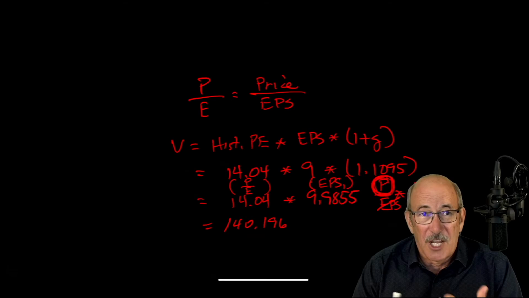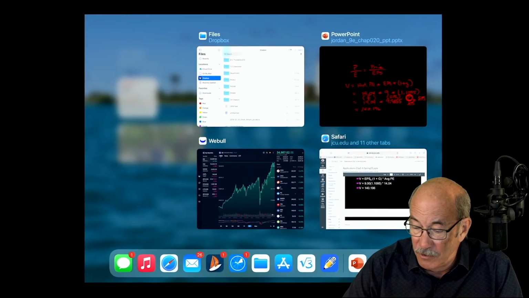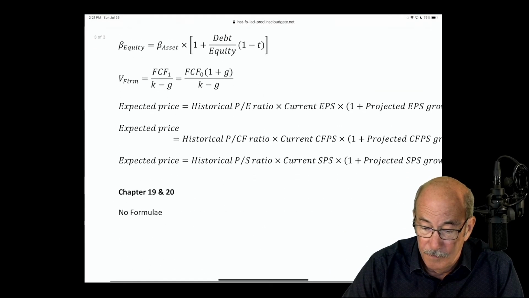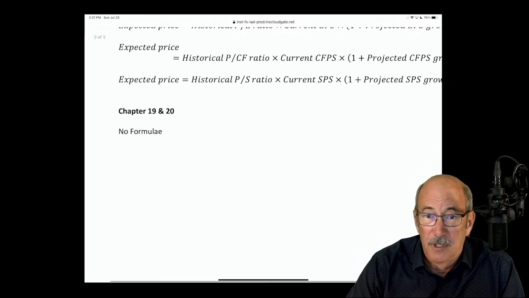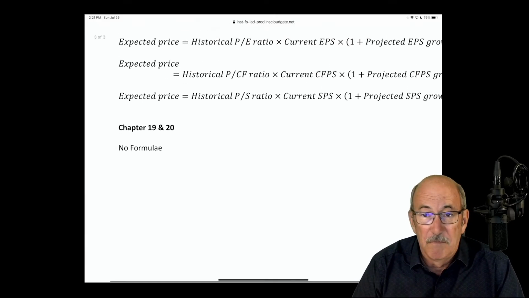And you can do this for price to cash flow, price to sales, and you've got the formulas for each of those. Oops, where was that? Right here. So there's your price to cash flow right there, and then there's your price to sales. But basically, it's the same idea.